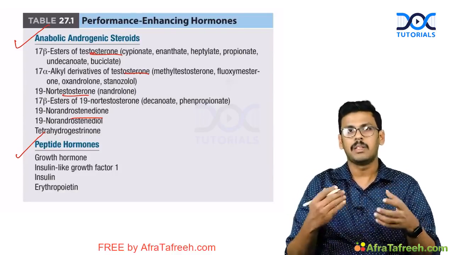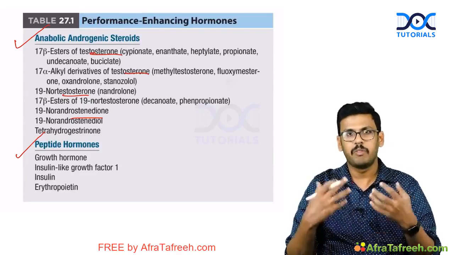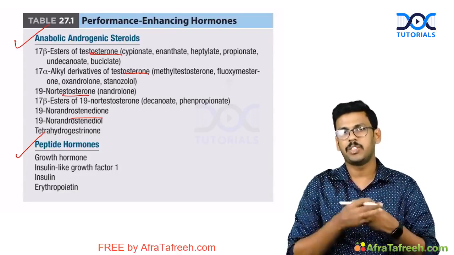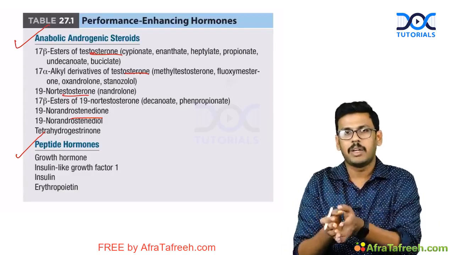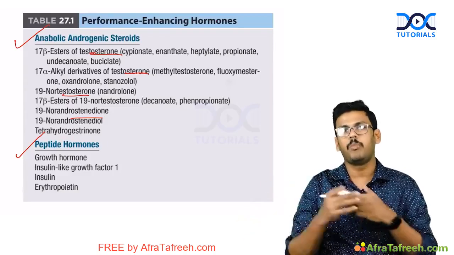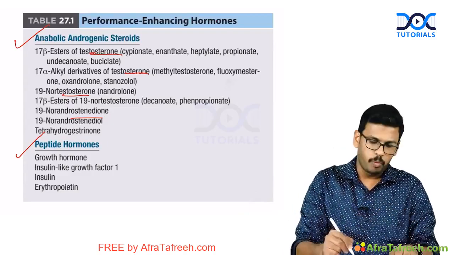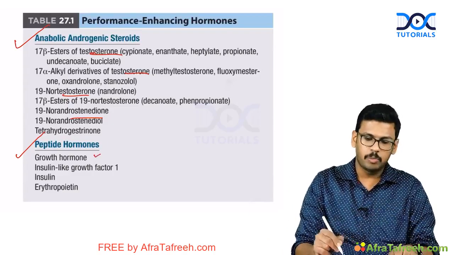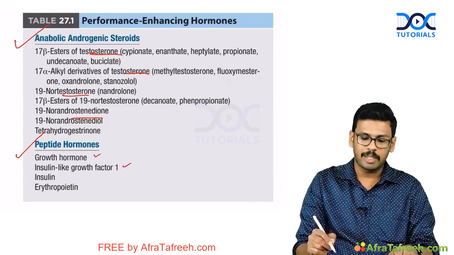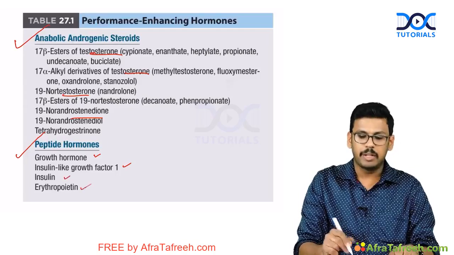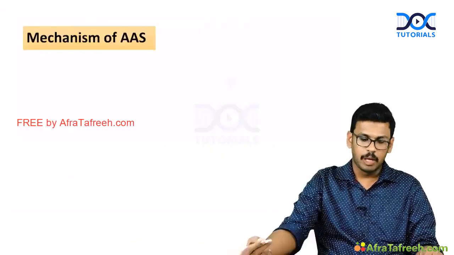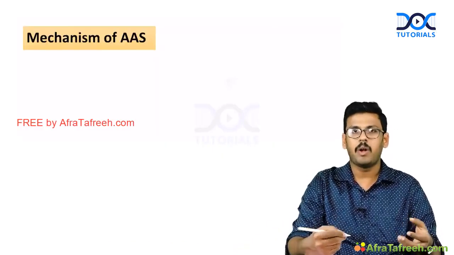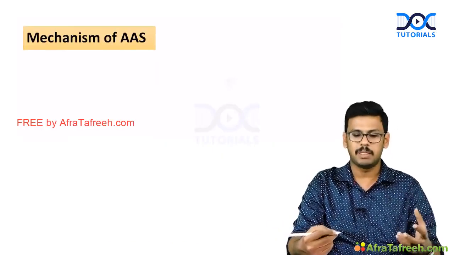And nowadays, as there are more sophisticated tests for easy identification of androgenic steroid abuse, the athletes are shifting more towards peptide hormone based doping, where they are using growth hormone, insulin like growth factor 1, insulin, erythropoietin, etc. All have been used for the purpose of doping. Now, how does androgenic steroid use help in building the muscle?